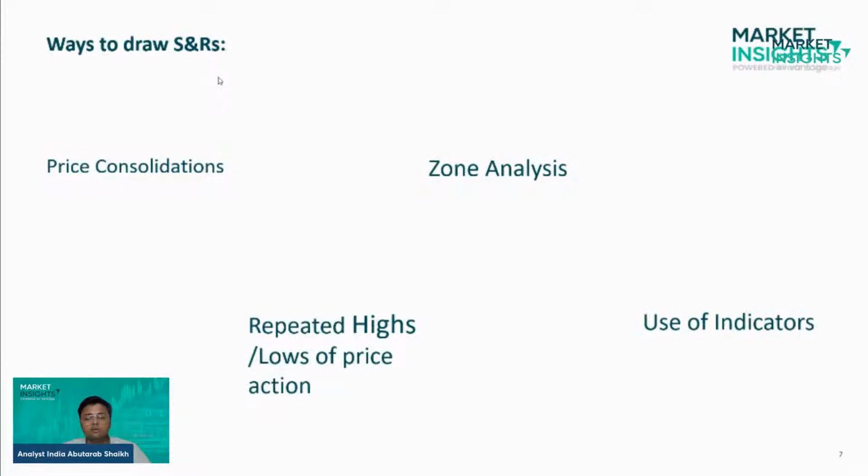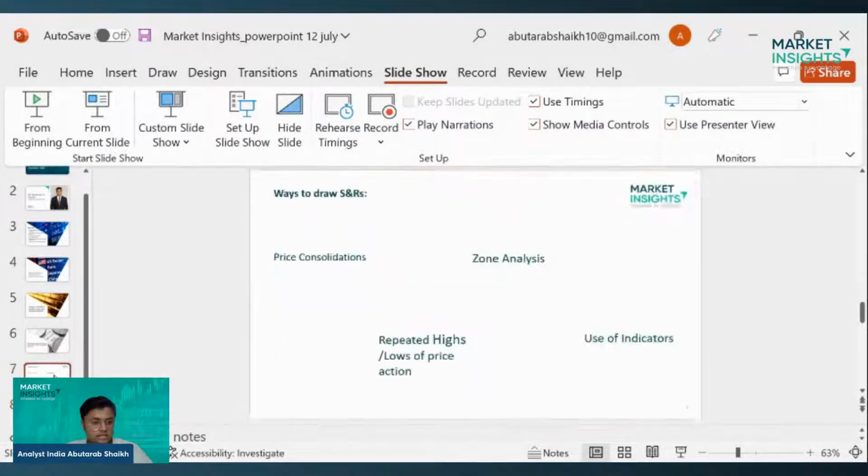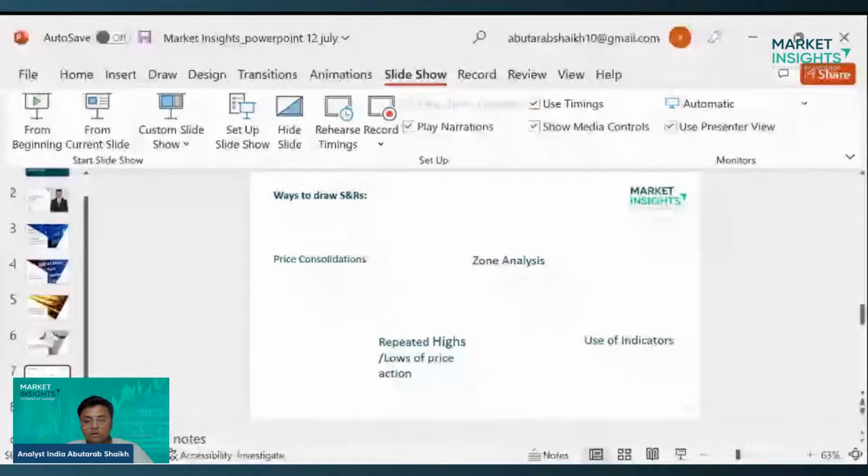So there are broadly four ways. There are more ways than these also. So what are these ways? There is price consolidation I will teach you, the repeated highs and lows of price action, and use of indicators. Which indicator am I talking about? I'm talking about pivot points, which I'm going to cover later in this session only. And there's one more thing called zone analysis, in which we make demand and supply zones. That is somewhat of an advanced level. We are not going to cover this today because there is not much time left. Already it is like 6.